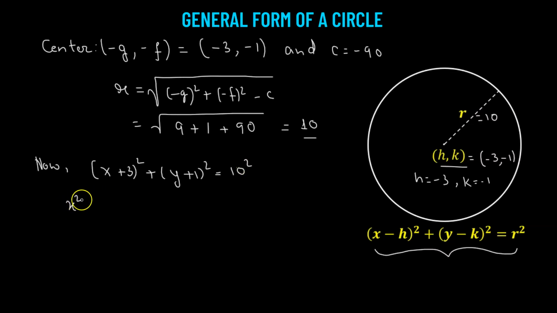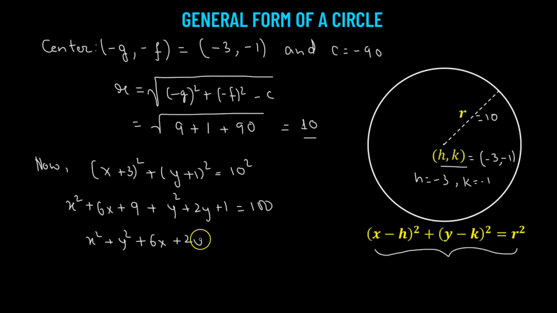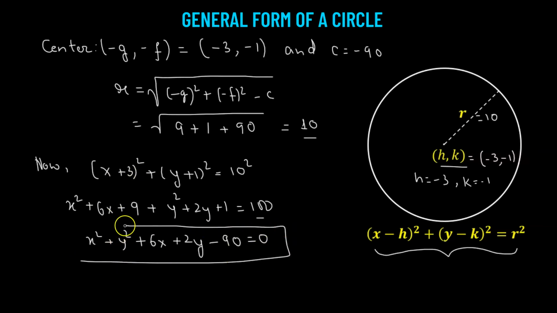Let's expand it to get x squared plus 6x plus 9 plus y squared plus 2y plus 1 equals 100. So we get x squared plus y squared plus 6x plus 2y. We have 9 plus 1, that's 10. We'll transpose 100 to the left hand side and combine with 10 to get negative 90, that equals 0. So this is going to be the equation of the circle with the criterion that it passes through 2 points, and also we have the equation of the line which passes through the center.